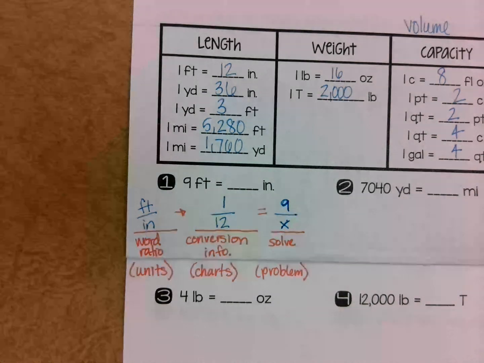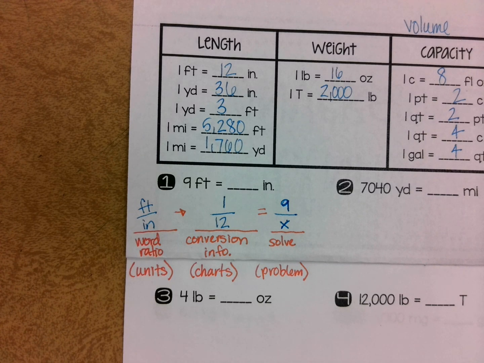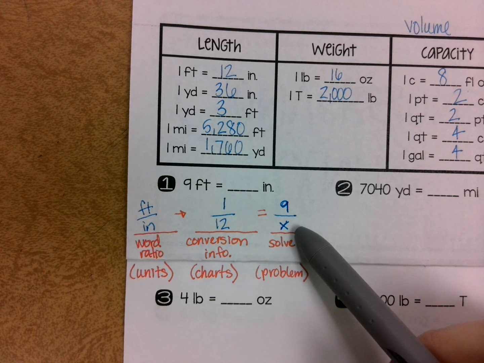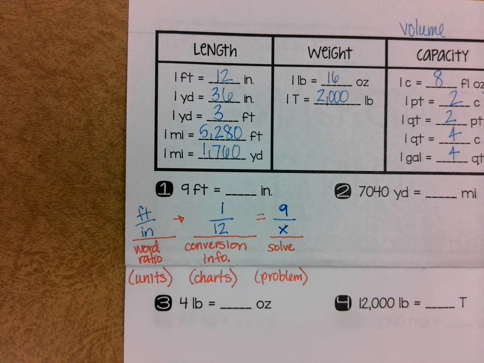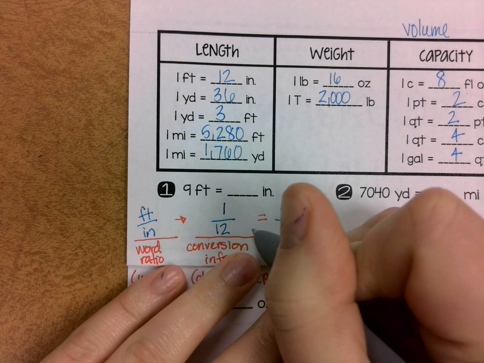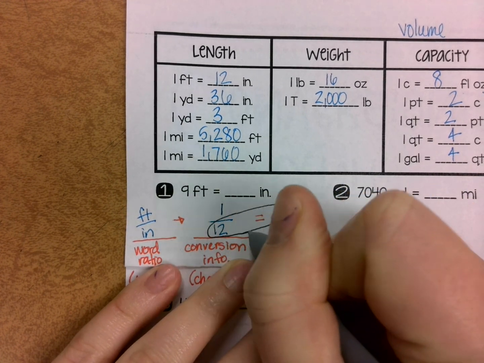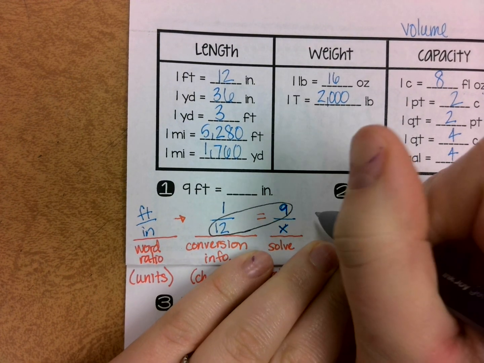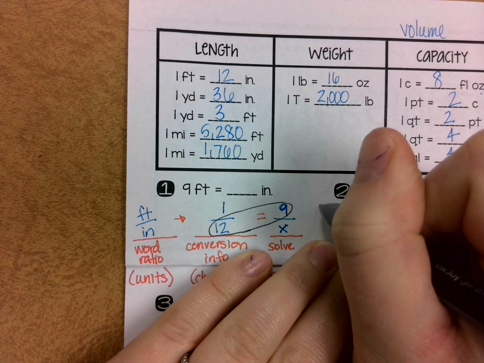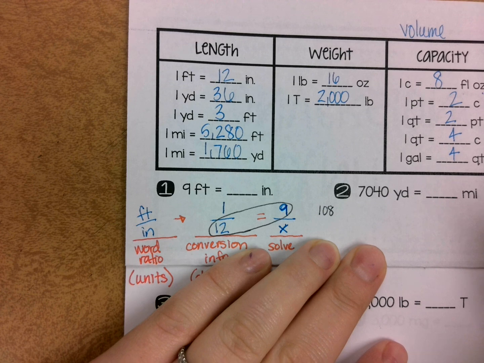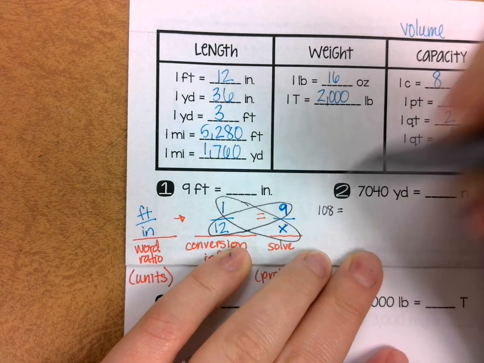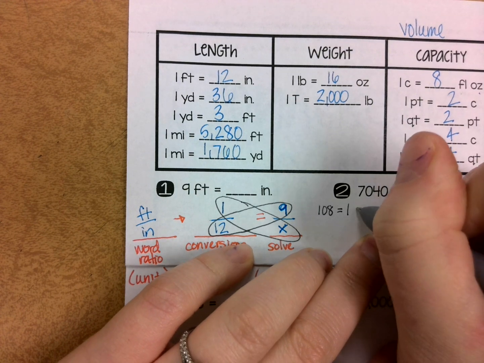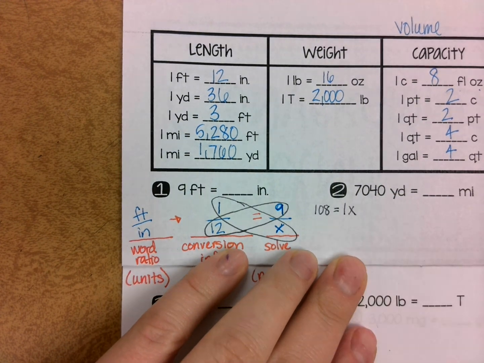Now we finally have our proportion set up, so we can do the math to solve for our missing variable. Again, we've been solving these proportions for about 2 weeks now, so we should know how to solve these. Remember, you're going to cross multiply. So I need to take 12 times 9, which is 108, and set that equal to the other side, which is 1 times x. So I just write 1 times x on the other side.